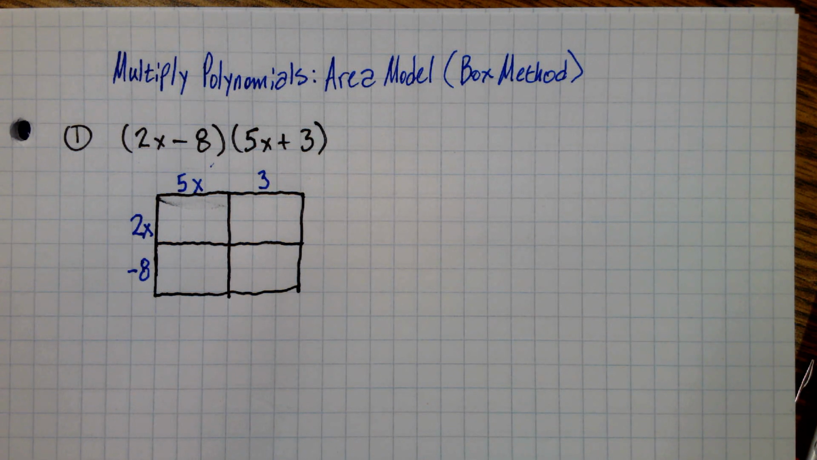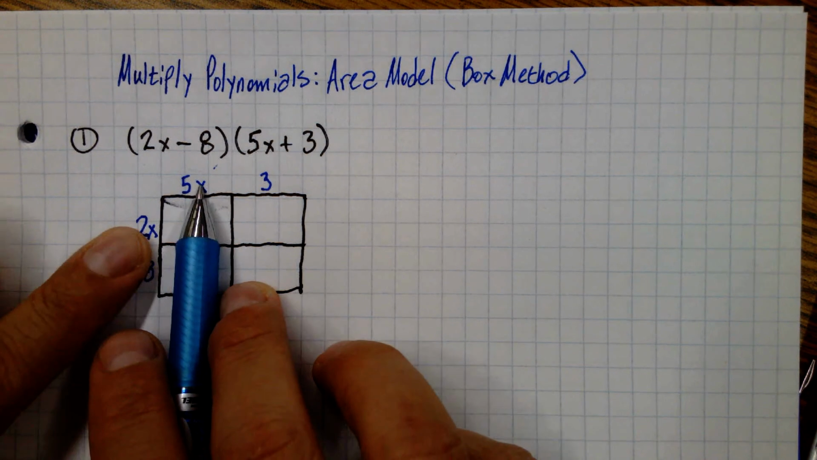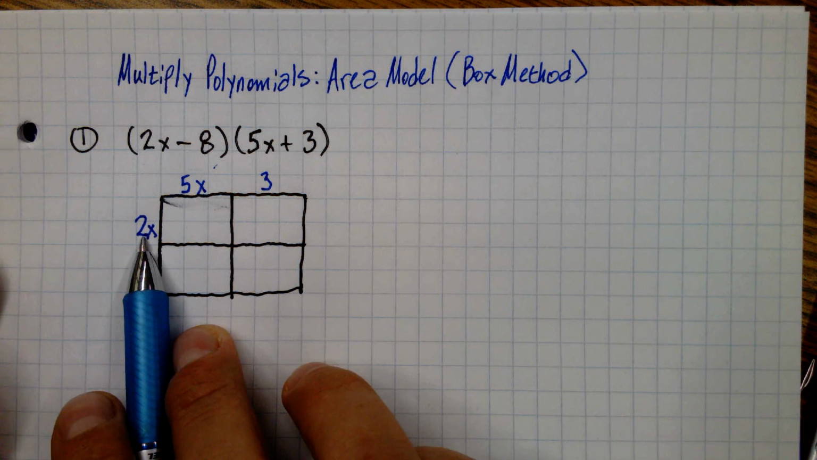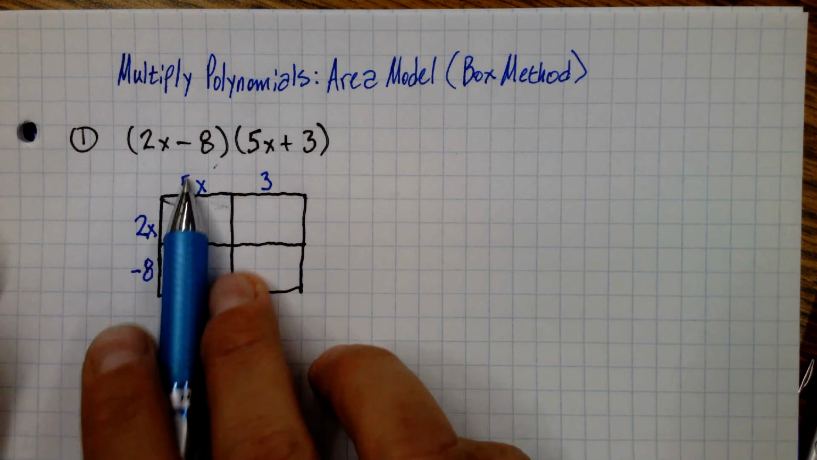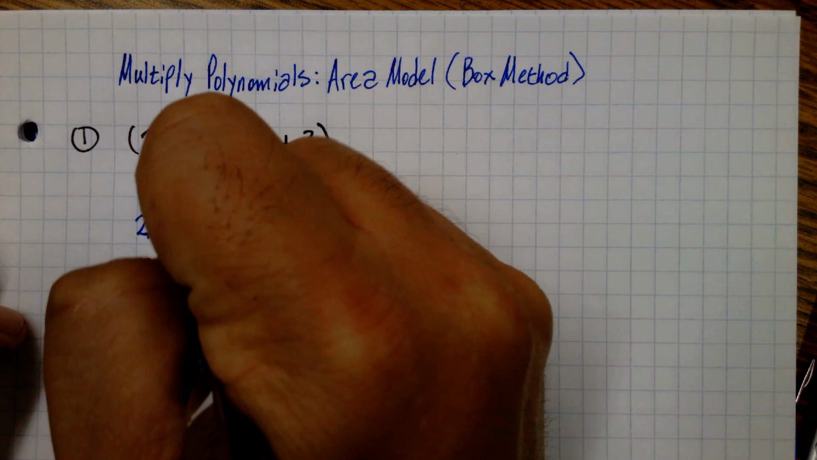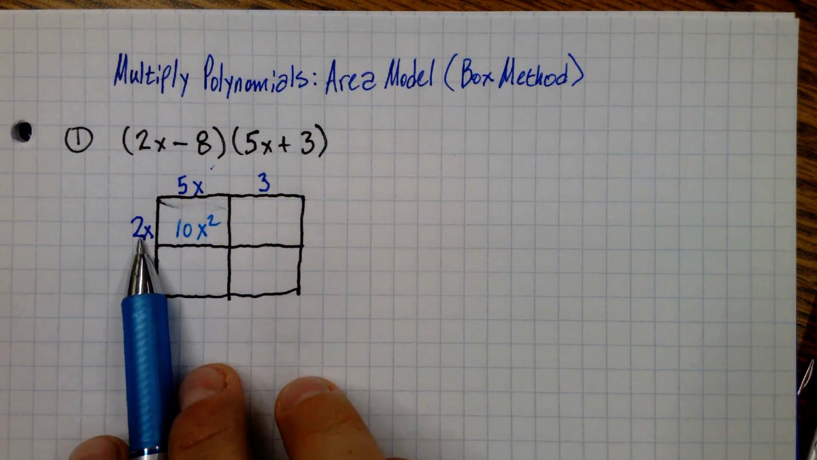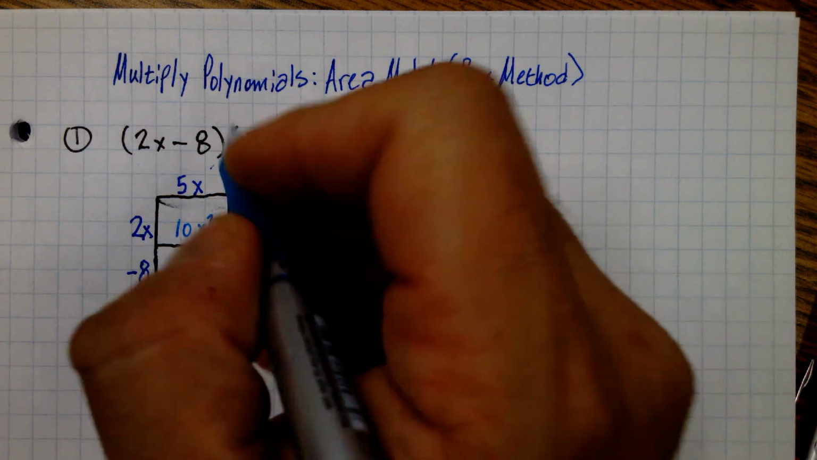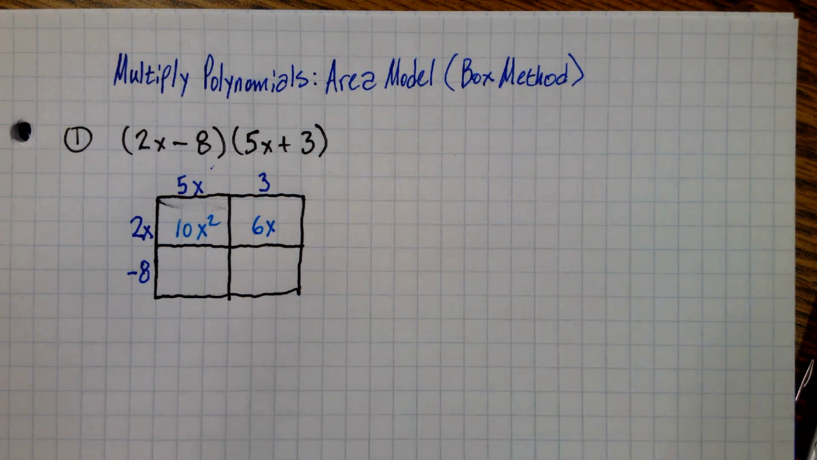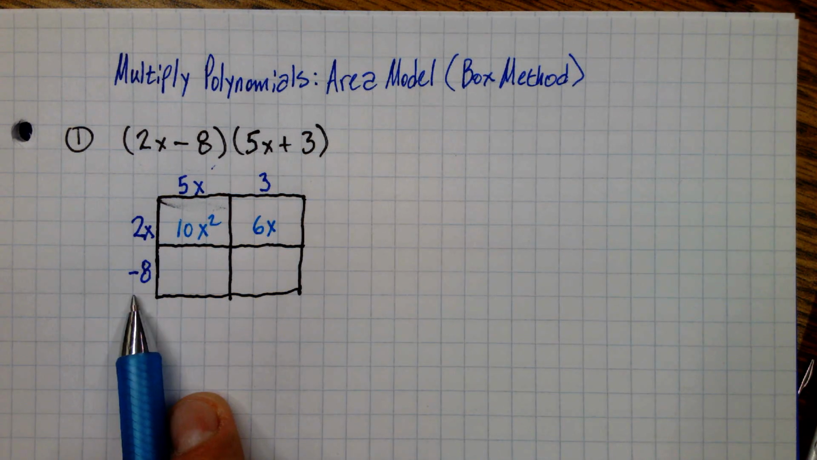Well, let's get started. So we're going to do 2x times 5x. These two, and put the result here. What does that give us? 10x squared. 2 times 5 is 10. X times x is x squared. And we're done with that. And then we'll move on to 2x times 3. That would be 6x. Okay. And now let's do the second row, negative 8.